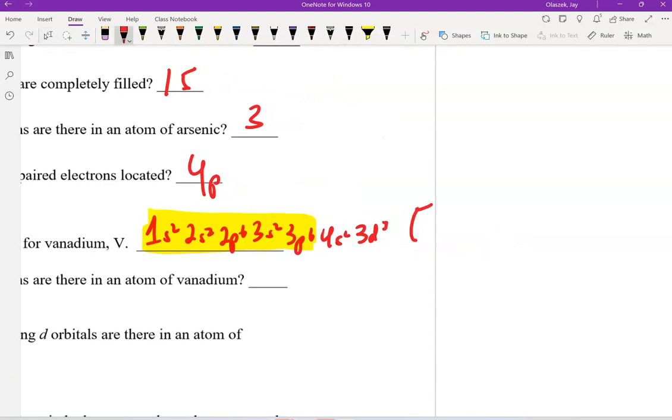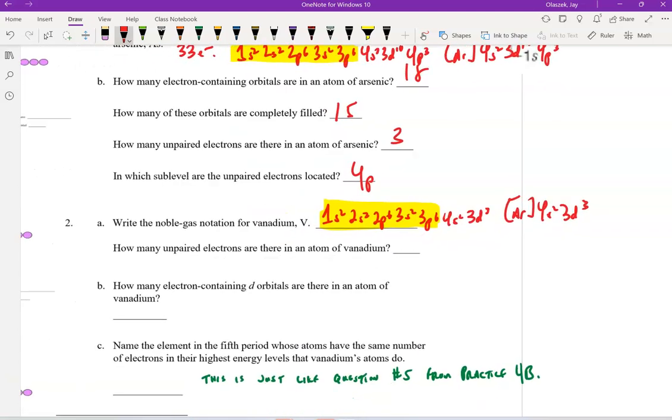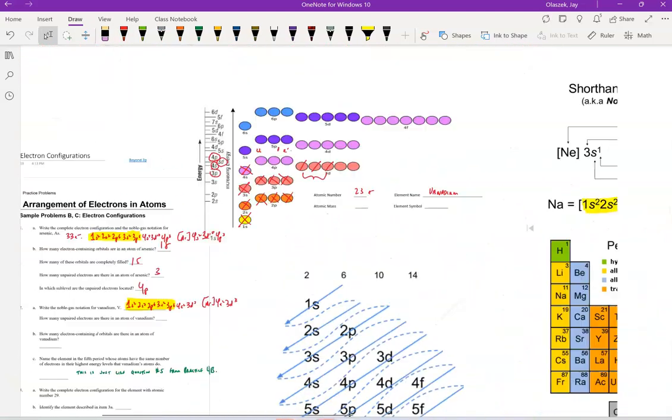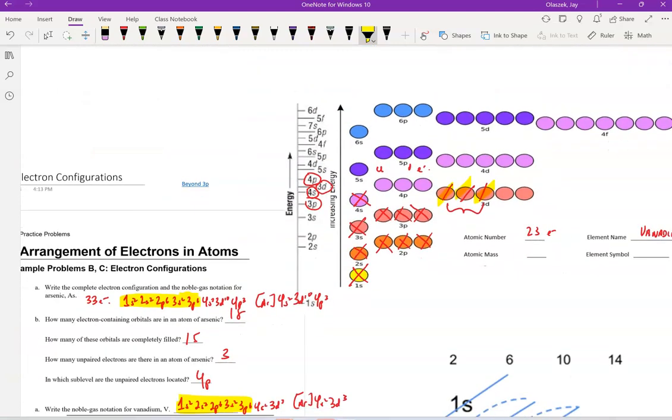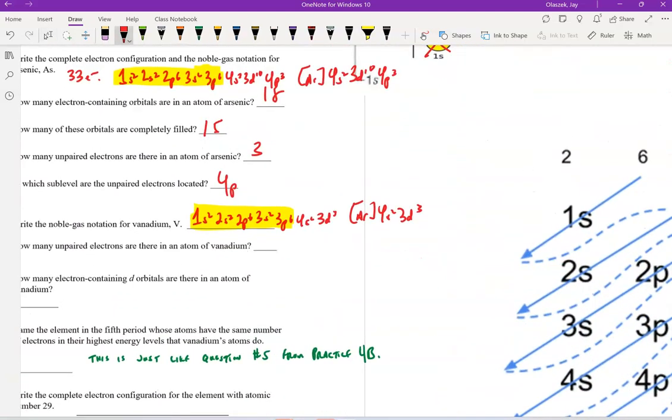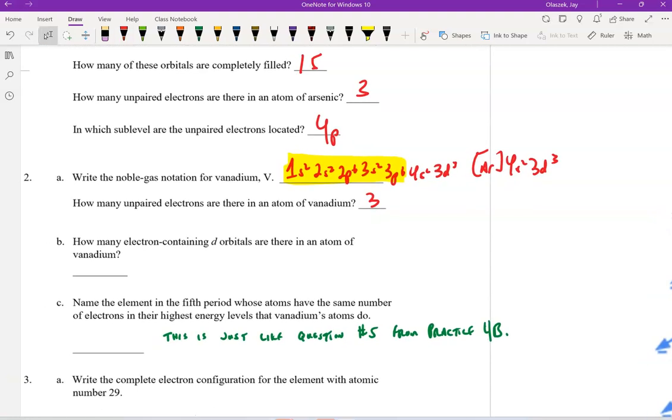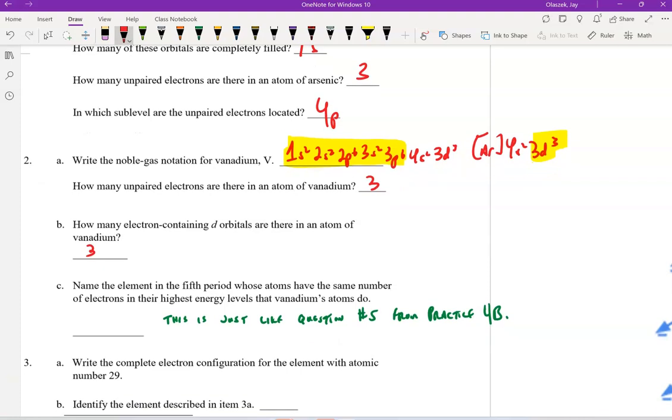So we're going to say that vanadium's electron configuration looks like argon's, with 4s2, 3d3 on the end of it. So how many unpaired electrons are there in an atom of vanadium? This tells us that there are 1, 2, 3 unpaired electrons in an atom of vanadium, so we'll write that 3. How many electron-containing d orbitals are there in an atom of vanadium? Well, they're right here. There are 3 electrons in d orbitals, so we'll say there are 3 electron-containing d orbitals.